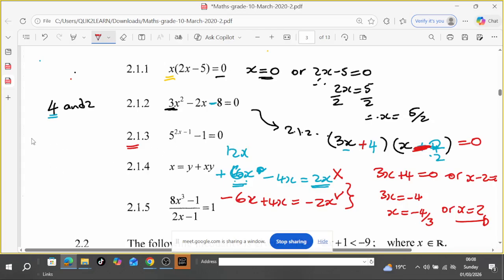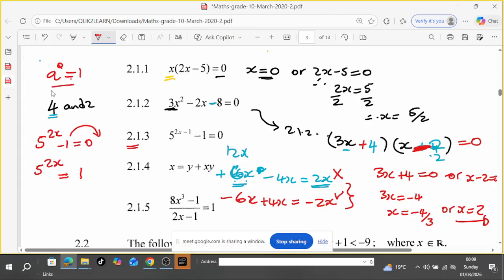So look at this 2.1.3. This has to do with exponential equations. I have 5 to the power 2x minus 1 is equal to 0. So whatever number you have, try to move it this side, so that we can write this as 5 to the power 2x is equal to 1. Remember, any number to the power 0 is 1. So if I have 8 to the power 0, I get 1.